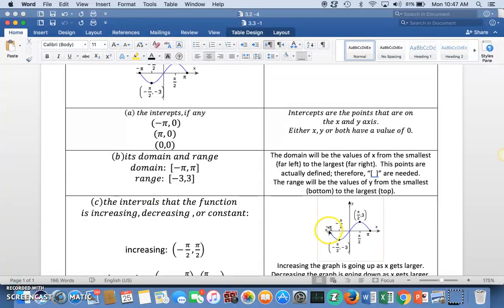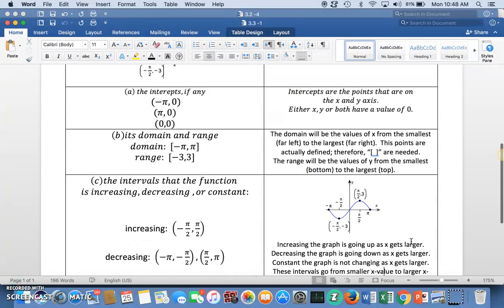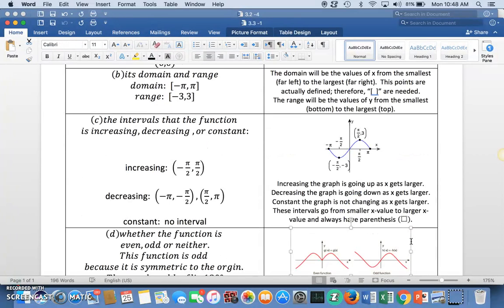So you read, as x gets larger, y gets smaller. That's decreasing. X is continuing to get larger, but y is also getting larger. That's increasing. X getting larger, y getting smaller is decreasing. Up and down the hill is a good way to think about increasing and decreasing. So where are you increasing? You start when x is at negative pi over 2, and it goes to x is positive pi over 2.